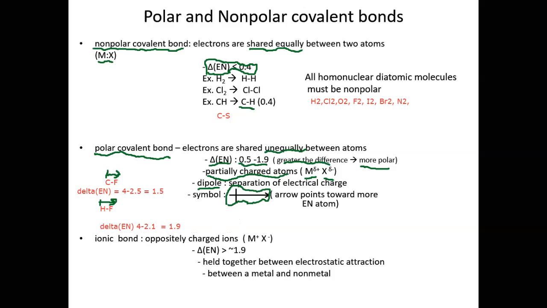Now, if you have an electronegativity difference greater than 1.9, this is referred to as an ionic bond, where you have full charged ions. So one is a cation and one is an anion. And these are held together through electrostatic attraction between a metal usually and a non-metal. And so that's how you know if it's an ionic bond, if the electronegativity difference is greater than 1.9. So now let's look to see how this applies if we look at a series of bonds.